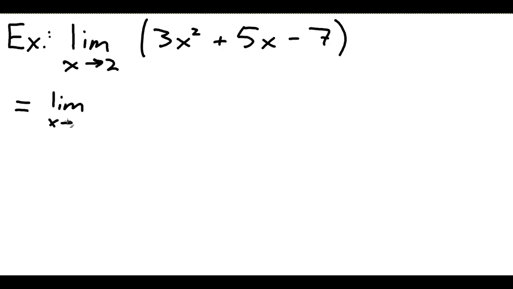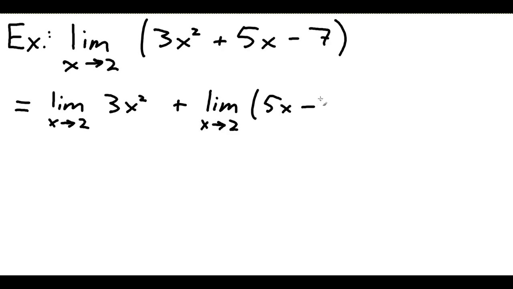So we have the limit as x approaches 2 of 3x squared plus the limit as x approaches 2 of the quantity 5x minus 7. As with many operations, there is a convention that this applies to just the next term. So if you have more than one term you're operating on, you need to include parentheses. That's important. The limit only includes whatever the next thing is. And this is by law 1.